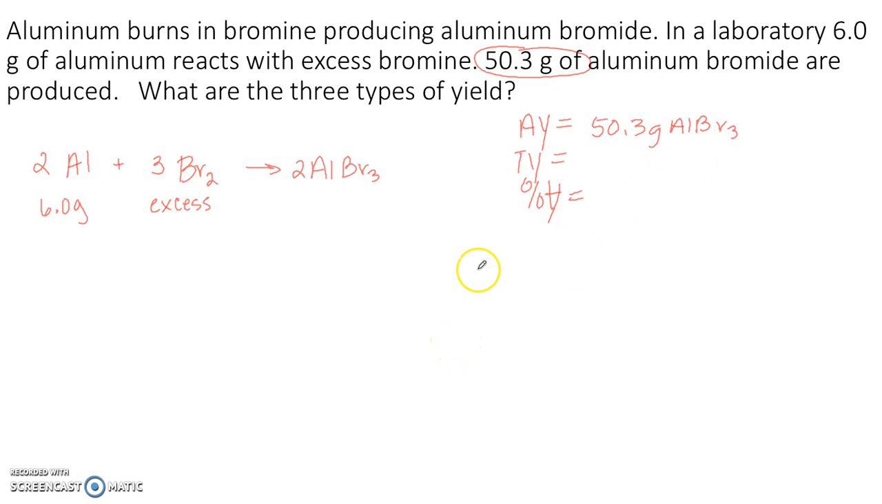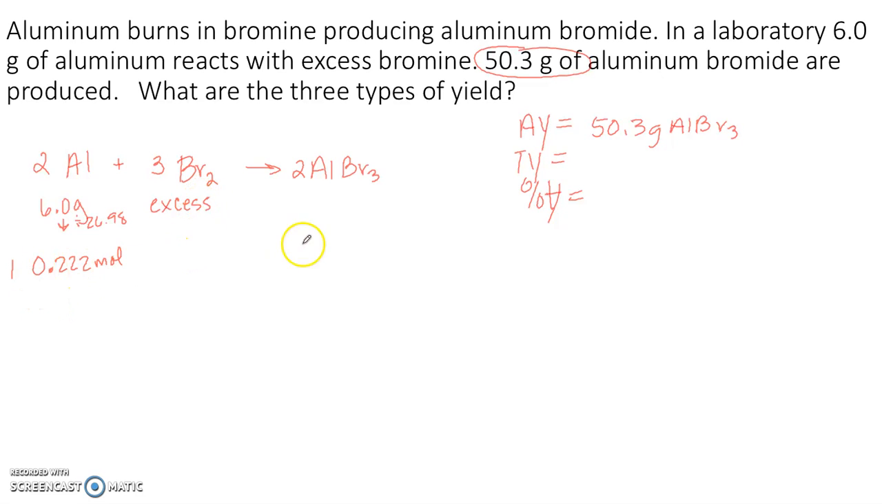Okay. Well, then the theoretical yield is how much should we make if it was a perfect world, and that's what we calculate the whole time. So we have to change this from grams to moles. We divide by 26.98. So 6 divided by 26.98 is 0.222 moles. We don't know how much of this we're starting with. We're just starting with a lot, so we just leave that blank.